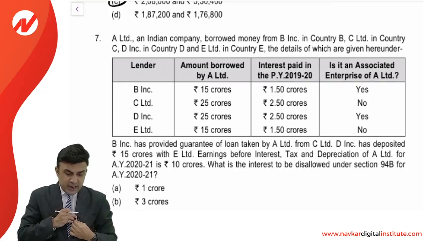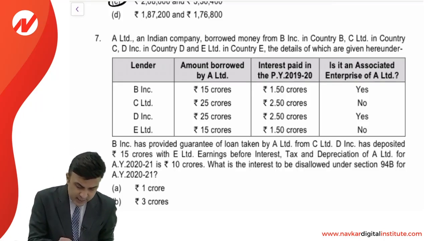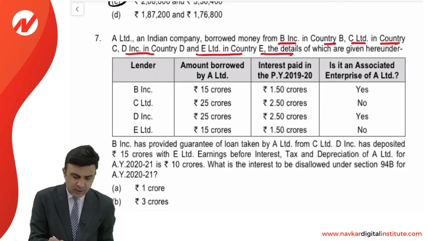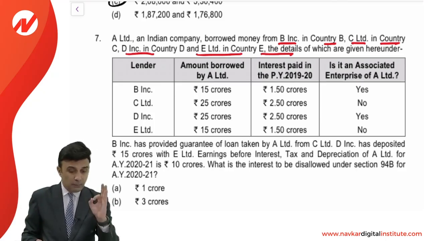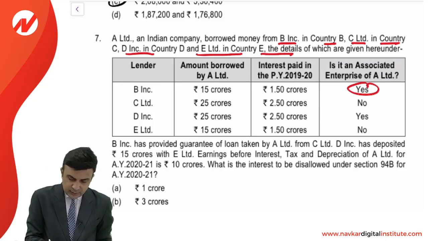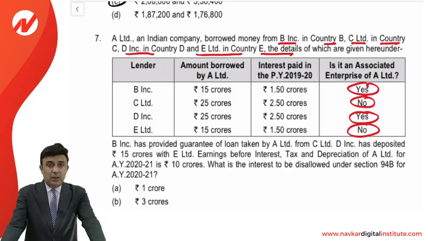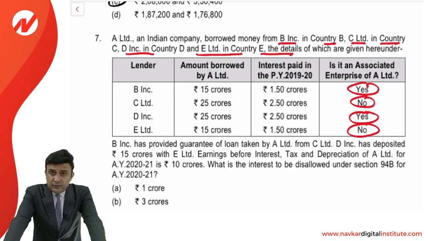The next one: A Limited, an Indian company, borrowed money from B Inc. in country B, C Inc. in country C, D Inc. in country D, and E Inc. in country E. The details are as under. B Inc. is associated, C Inc. not associated, D Inc. associated, E Inc. not associated. Now, important point is if you borrow from an associate and you pay the interest which is in excess of the prescribed rate, then it would be disallowable. Apparently, you can see that the interest paid by you is 1.5 crore, 1.5 crore, 2.5 crore, 2.5 crore, meaning thereby at the rate of 10% you have paid the interest.